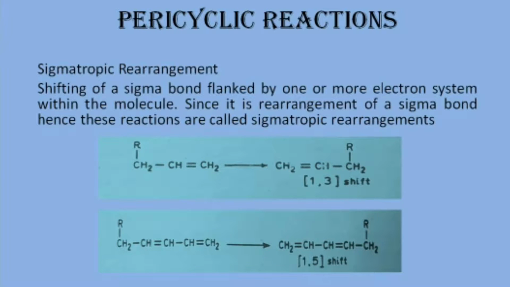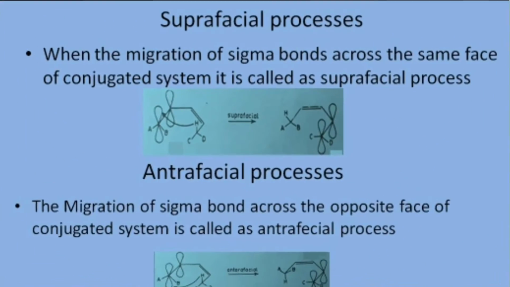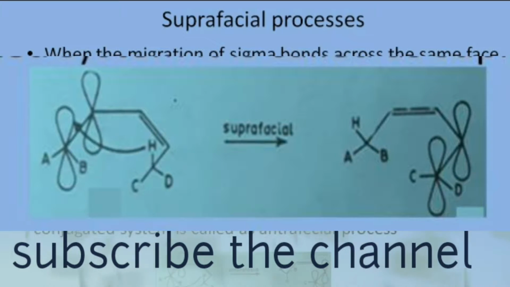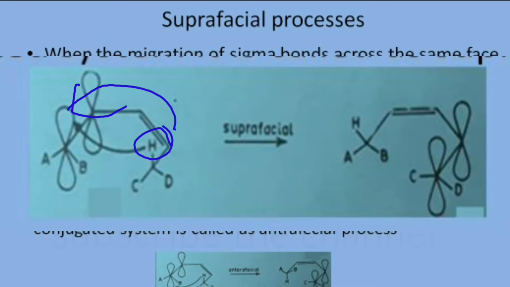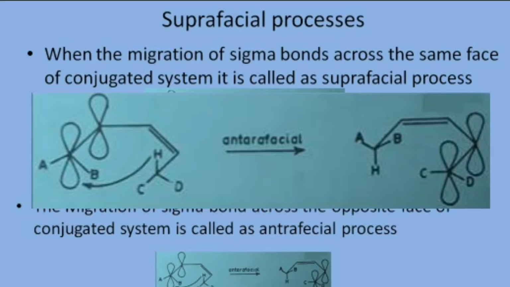Now this sigma bond may move to the same face or opposite face of a conjugated system. So processes are of two types, suprafacial process and antarafacial process. When the migration of sigma bond occurs across the same face of the conjugated system, it is called a suprafacial process. Whereas the migration of sigma bond across the opposite face of the conjugated system is called an antarafacial process. Look here, this hydrogen is shifted to the opposite side of the conjugated system.